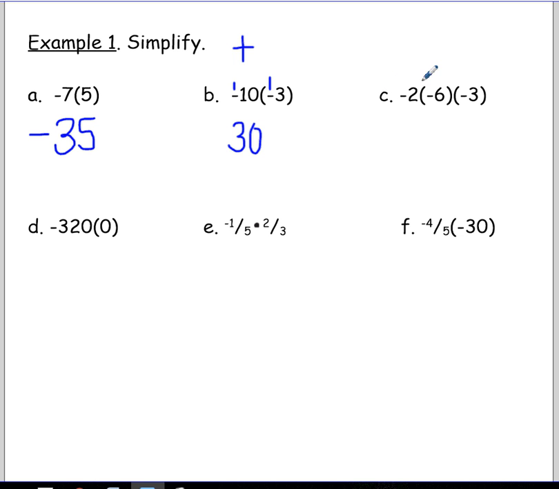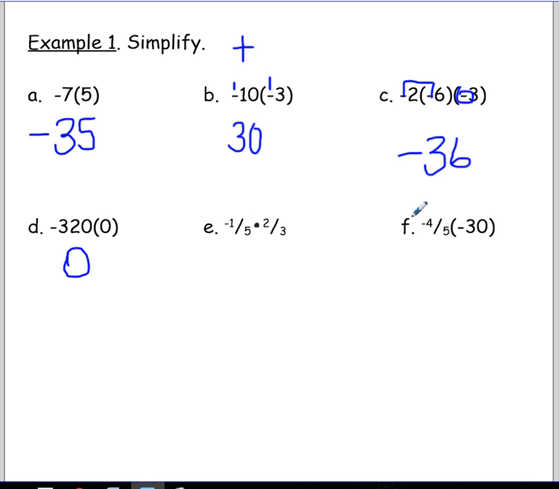For C, we have negative 2 times negative 6 times negative 3. Remember, the commutative property says that order doesn't matter in multiplication, so I like to do 2 times 3, which is 6, and then 6 times the middle 6 gives me 36. And notice we have 3 negative signs now. So 2 of the negatives, you can think of as they cancel each other out, or they build a positive or plus sign. But then we have a third negative, so our answer is going to be negative. D shows us that property that any number times 0 is 0.